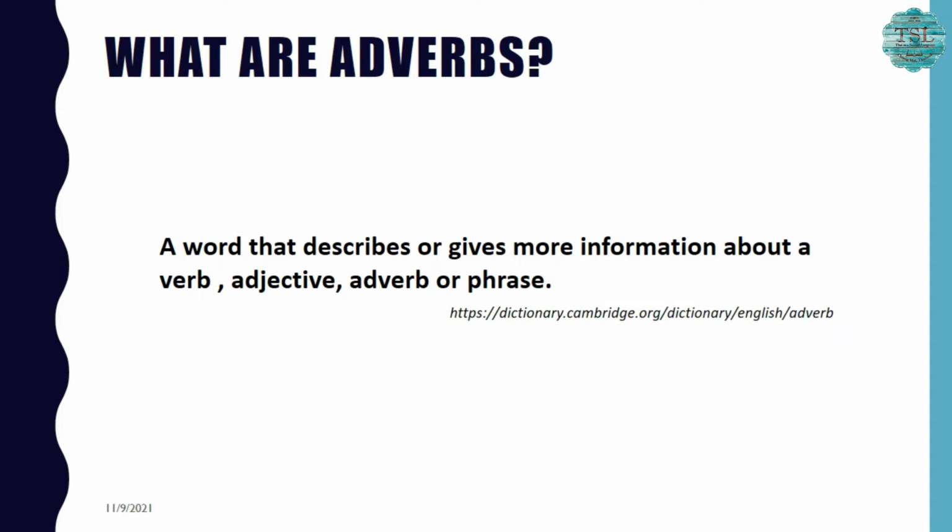So first, let's look at the adverbs definition. According to Cambridge Dictionary, an adverb is a word that describes or gives some information about a verb, an adjective, an adverb itself, or a phrase. In this chapter, we are going to learn three types of adverbs, which are adverbs of time, adverbs of place, and the last one, adverbs of frequency.